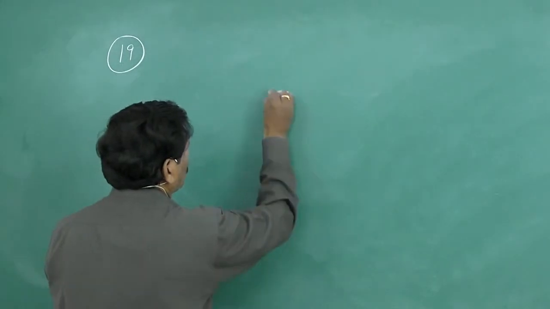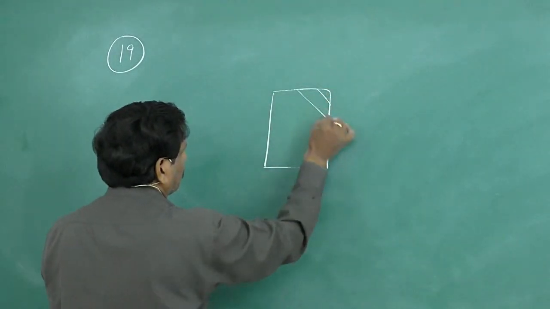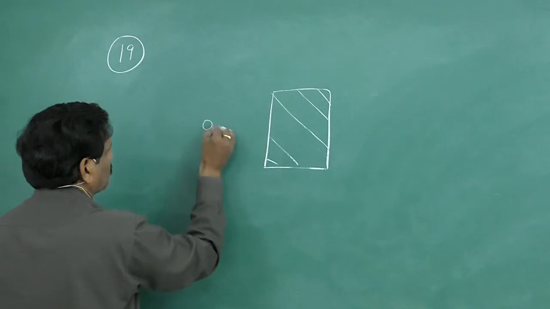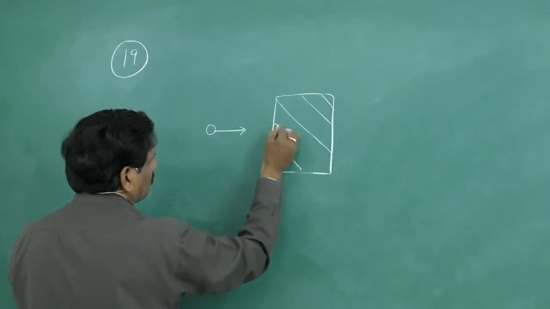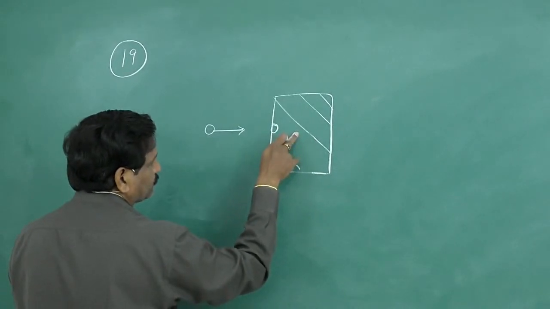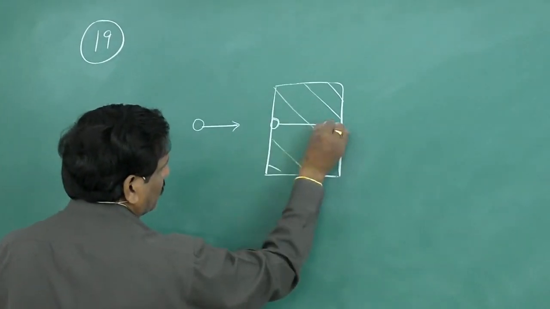So here a bullet traveling at 150 meter per second strikes a stationary wooden block and comes to rest in 0.03 second. We have to calculate the penetration of the bullet into the block. So this is the wooden block, and this is the bullet. It is moving with a certain velocity and strikes the wooden block. Then the wooden block opposes the motion of the bullet. Finally, it stops.